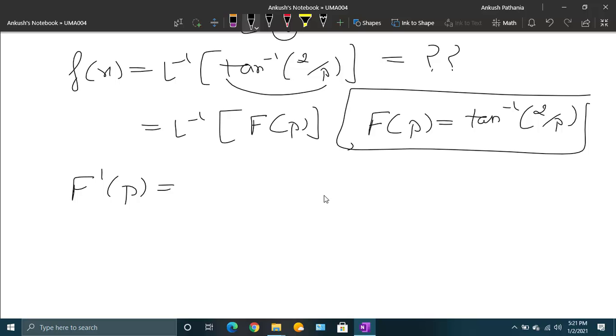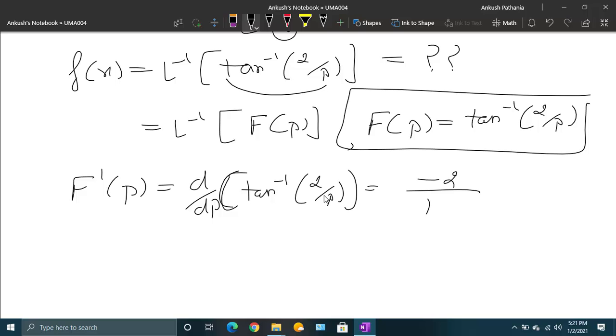If no manipulation works, just try to take the derivative, and in this case the derivative with respect to p of tan inverse 2 upon p, I am writing it directly, comes out to be minus 2 upon p square plus 4. So this is the derivative of tan inverse 2 upon p, and now this correlates with the Laplace inverse of sine. So now I take the Laplace inverse of f dash p.